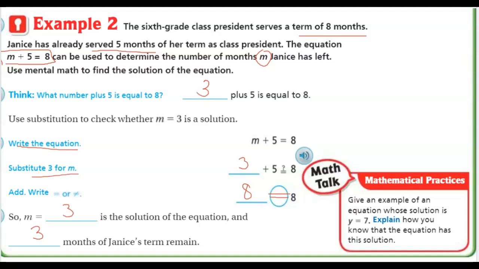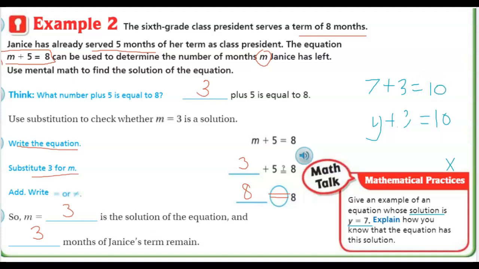Let's take a look at the mathematical practice over here. It says, give an example of an equation whose solution is y equals 7, and then explain how you know that this equation has this solution. So for example, we could say y plus 3 equals 10. We substitute the y with a 7, 7 plus 3 equals 10, and we know that that is true because we use the substitution.